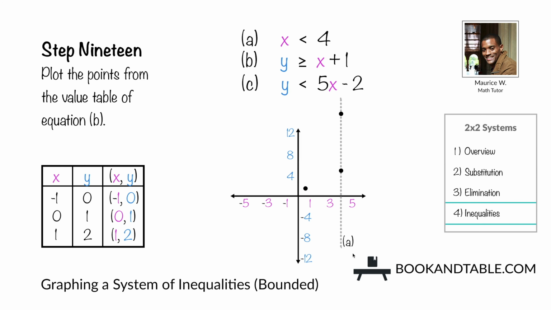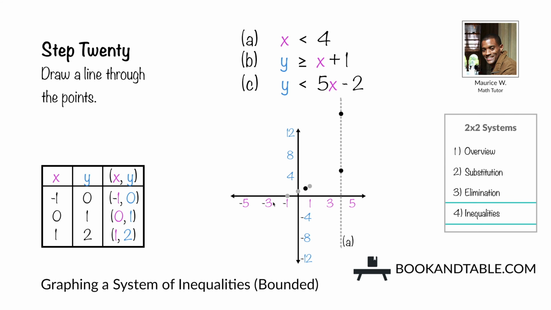And now step 19, plot the points from the value table of equation B. The first point is negative 1, 0. The second point is 0, 1. And the third point is 1, 2. And now with these 3 points, you can sketch the solid line for B. So step 20, draw a line through the points. And it's solid since it's or equal to.